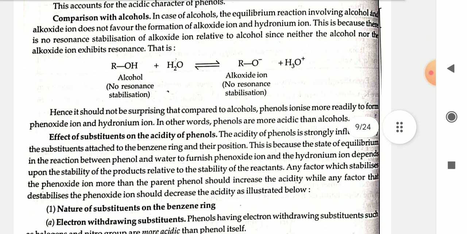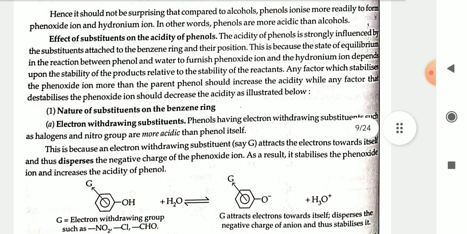Comparison with alcohol. In the case of alcohol, the equilibrium reaction involving alcohol and the alkoxide ion does not favor the formation of the alkoxide ion and the hydronium ion. This is because there is no resonance stabilization of the alkoxide ion relative to the alcohol, since neither the alcohol nor the alkoxide ion exhibits resonance. That is, ROH plus water forms RO negative plus H3O positive. Hence it should not be surprising that, compared to alcohol, phenol ionizes more readily to form the phenoxide ion and the hydronium ion. In other words, phenols are more acidic than alcohols.